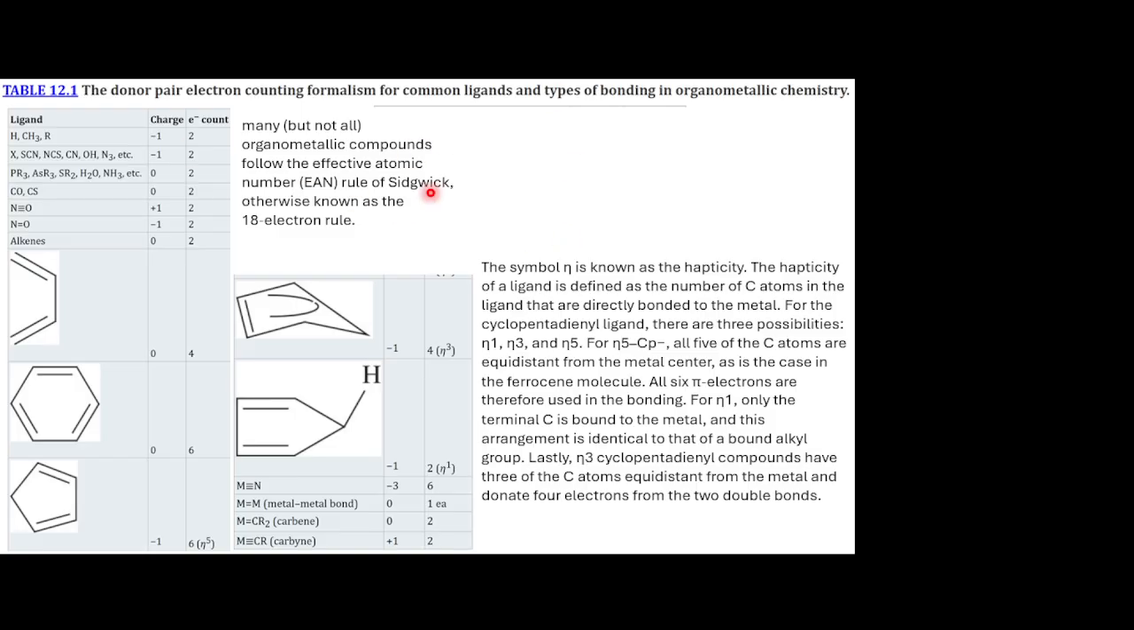So right here, this is your first sort of table that you need to understand some information from. One of the things we have to talk about is many, but I need to stress not all. This is one of those quote-unquote rules where I'm giving you a rule for the majority of situations, but the rule definitely can be broken, just like rules in society. So the organometallic compounds are going to follow the effective atomic number, abbreviated EAN. This is actually the rule by Sidgwick, and this is normally known as the 18 electron rule.